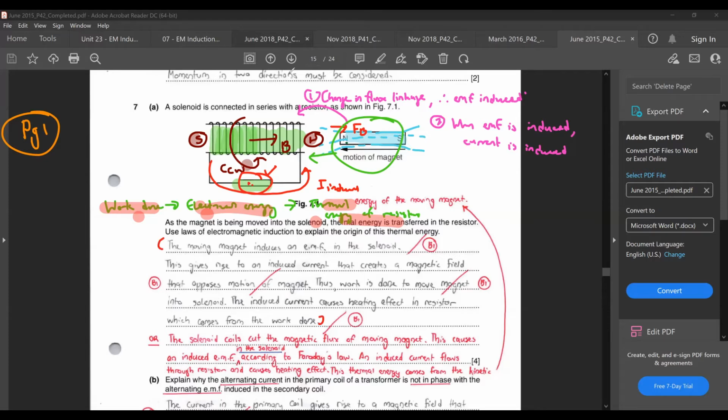Right. The moving magnet induces an EMF in the solenoid. This gives rise to an induced current that creates a magnetic field that opposes the motion of the magnet. This is the effect of Lenz's law. Thus work is done to move the magnet into the solenoid. The induced current causes a heating effect in the resistor, which comes from the work done.